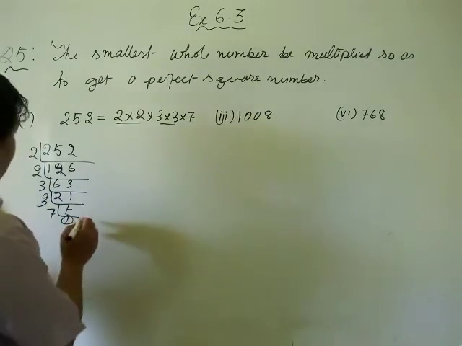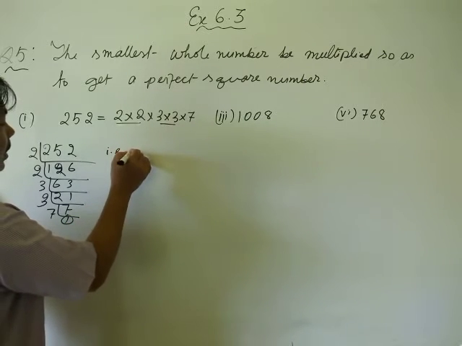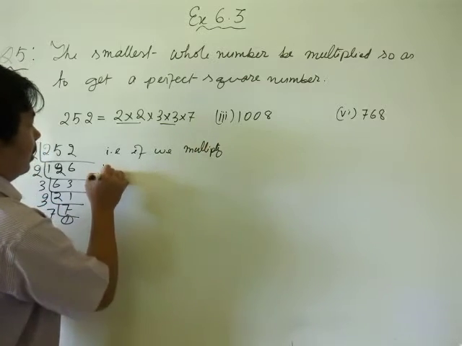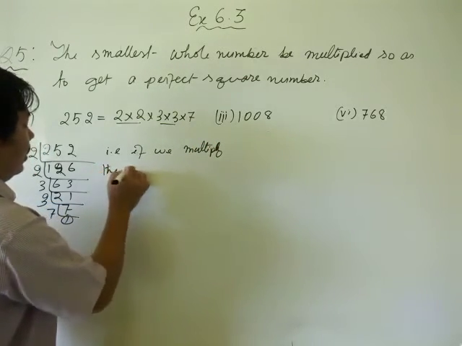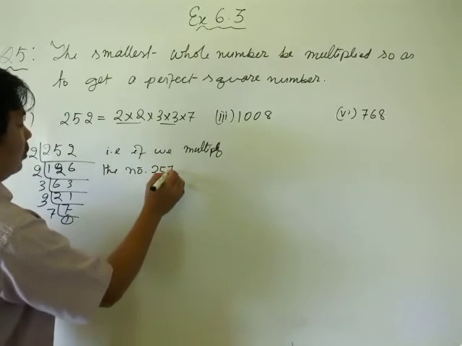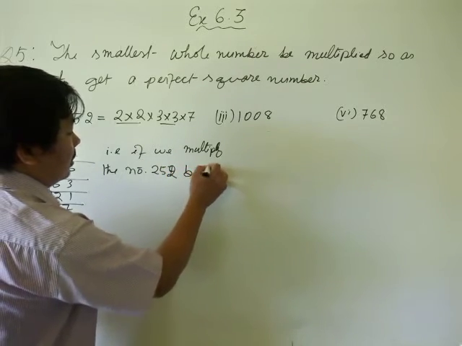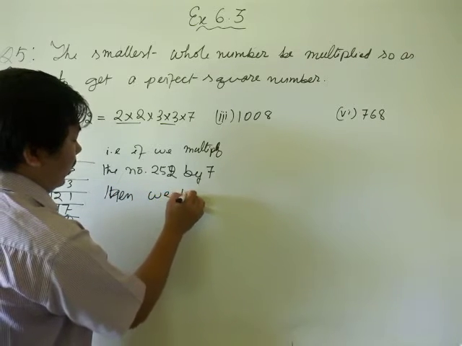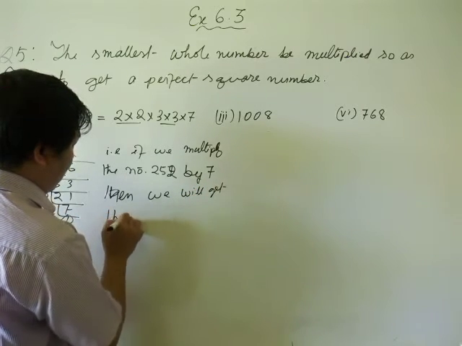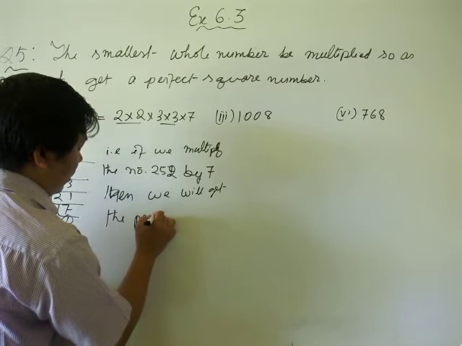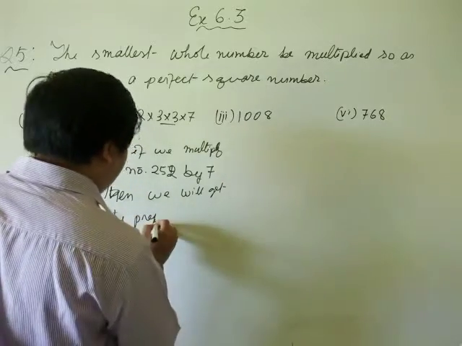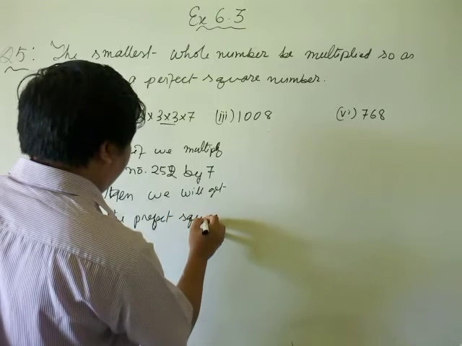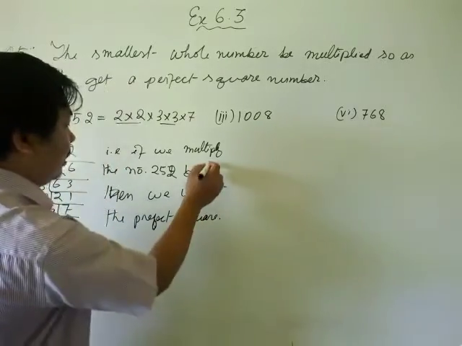That means if we multiply the number 252 by 7, then we will get a perfect square. Are you getting my point? So the number is 7.